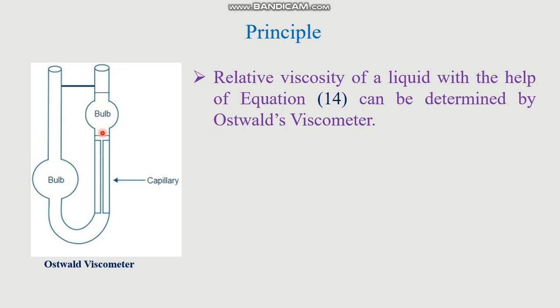Relative viscosity of a liquid with the help of equation 14 can be determined by Ostwald's Viscometer. That means you have to take 2 different liquids, and you have to use that equation number 14: ρ1 η1 / η2 = ρ1 t1 / ρ2 t2.